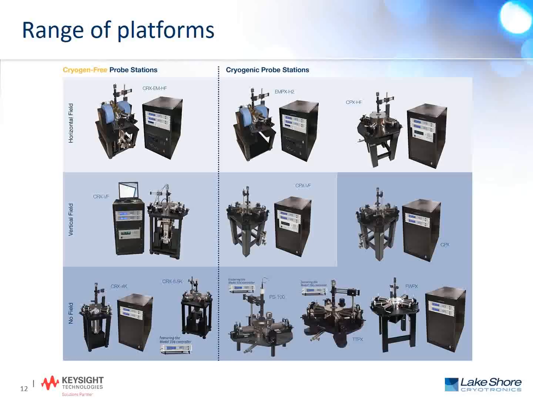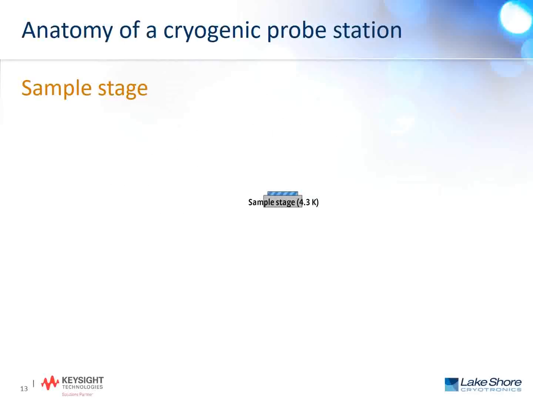Now, to better understand the challenges which are inherent to device measurements in these cryogenic environments, we're next going to take a look at what goes into building a reliable cryogenic platform. For device characterization, typically what ends up happening is we're going to mount our device to a sample stage. In most cryogenic probe stations, we're able to cool that sample stage down to around 4 Kelvin.